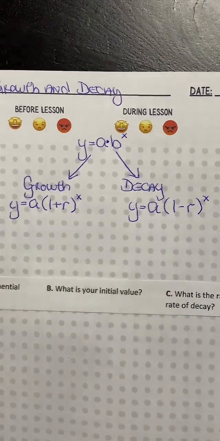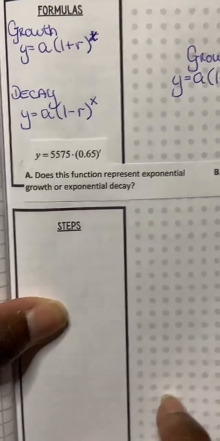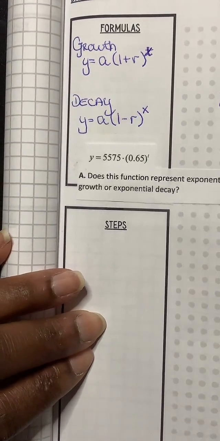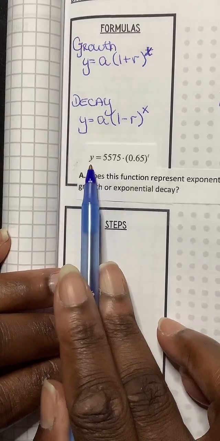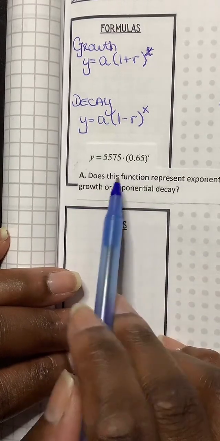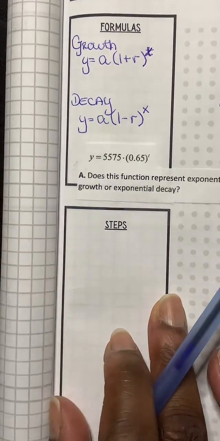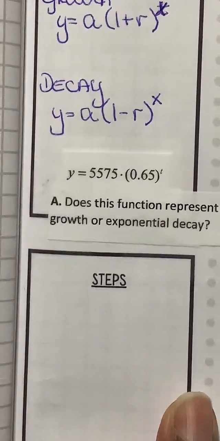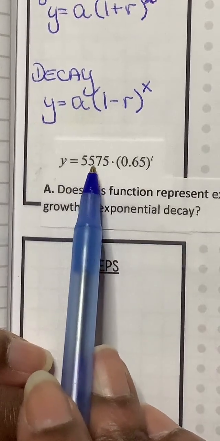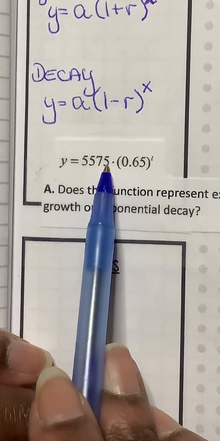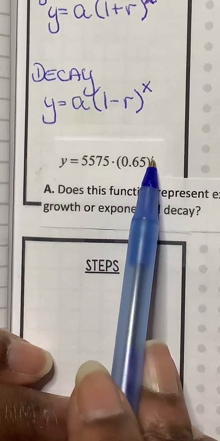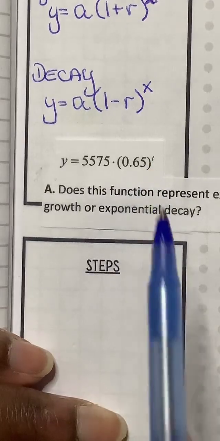So now, I'm going to try. Yeah, I think we can do this. Here we go. All right. So we have an equation. I just took it from a sheet of paper. It was just so much easier for me right now. So we have y equals, let me see if I can zoom so you can see it. y equals 5,575 times 0.65 raised to the t, okay?